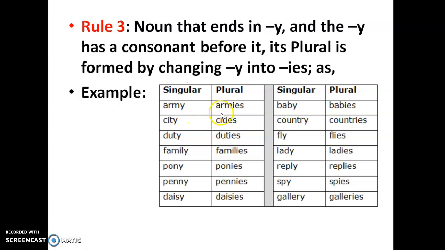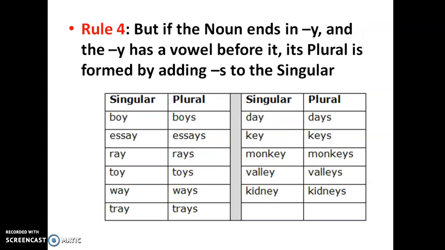Army, A-R-M-Y, army. So, you will remove the Y and we will write A-R-M-I-E-S. Okay. So, here baby, B-A-B-Y, ending with Y and before Y one consonant is there. So, you can replace Y with IES for the plural. Okay. So go through the remaining examples. So let's move to the next rule.